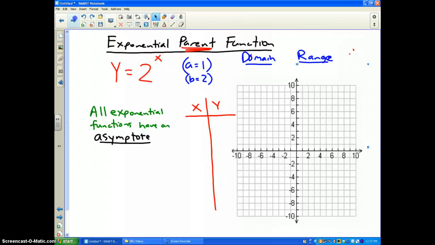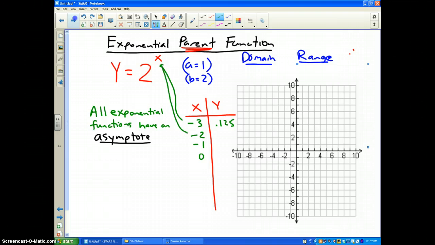So you can see our little t-table. And what I'm going to do is I'm going to pick values for x that start in the negatives for a certain reason. Now, if I put negative 3 in for x, you're going to get 2 to the negative 3 power. And if you would type that in your calculator, you would find out that you get 0.125. If you type negative 2 and you have 2 to the negative 2 power, you'd find out that that's 0.25. If you put in negative 1, you would find out that that's 0.5. If you'd put in 0, you'd find out that's 1.